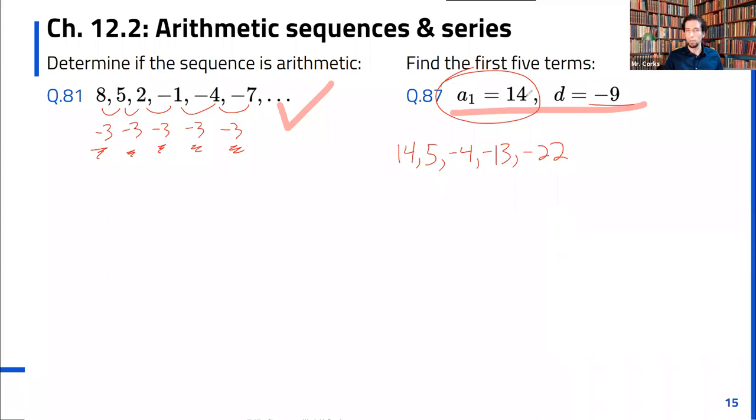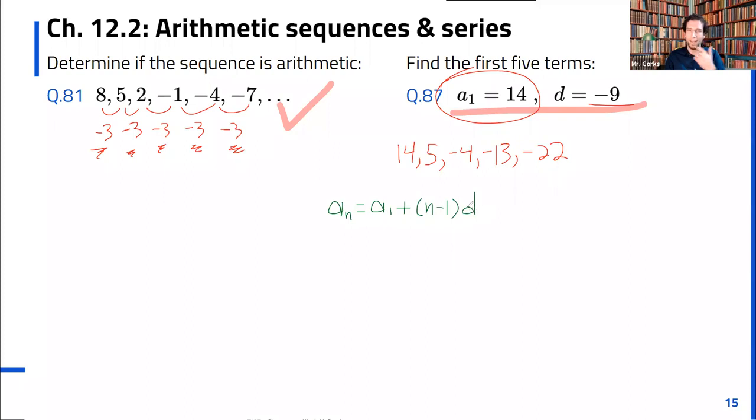The other way that we could do this is to use our general term formula to make a general term, and then use that to calculate what each of them are. What is our formula for the general term of an arithmetic sequence? An is equal to a1 plus n minus 1 multiplied by d. So a1 plus (n minus 1) times d.